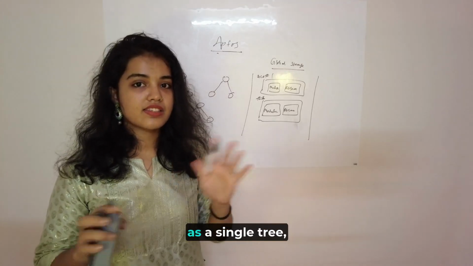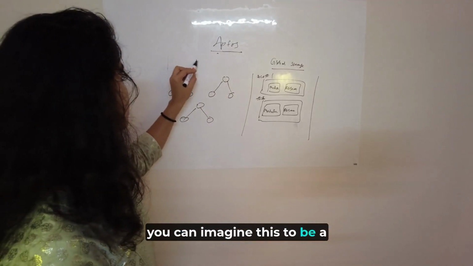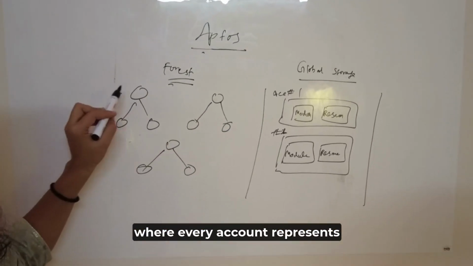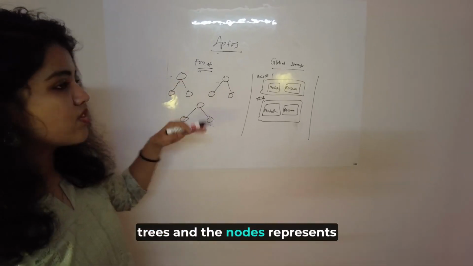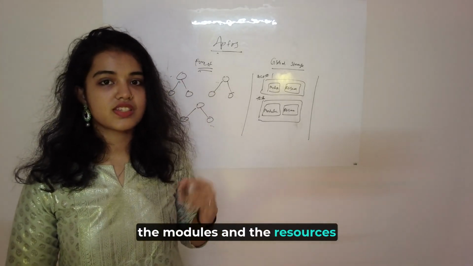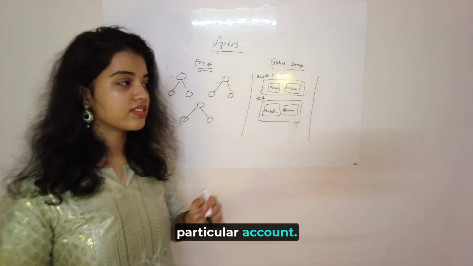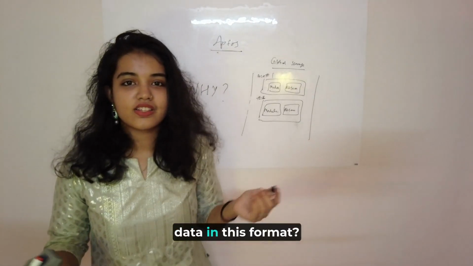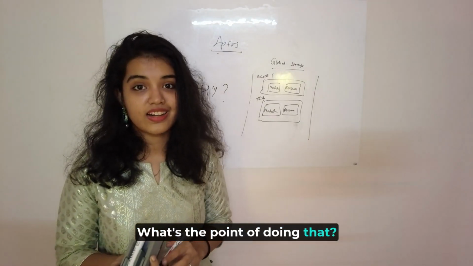Instead of imagining this as a single tree, you can imagine a forest of different trees, where every account represents a tree and the nodes represent the modules and the resources associated with that particular account. And this is the point where you ask, why are we storing data in this format? What's the point of doing that?